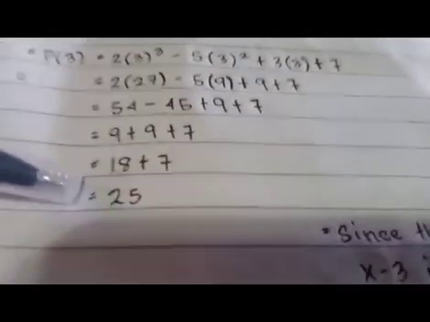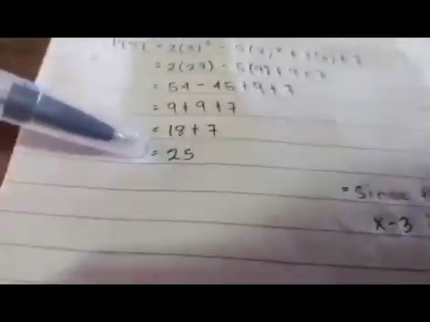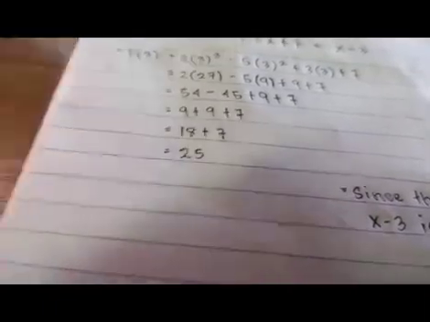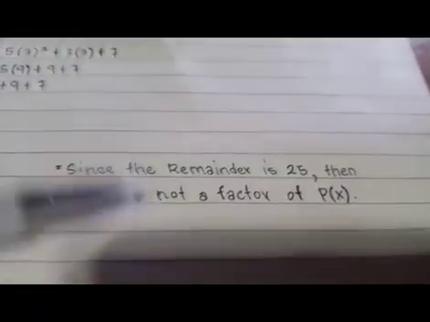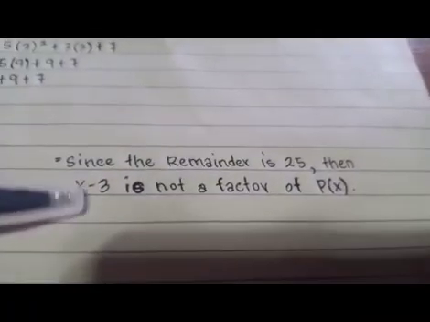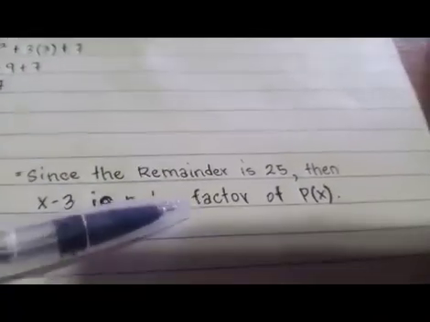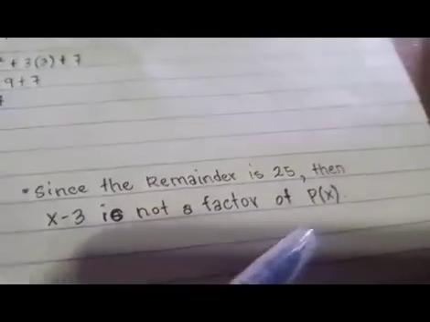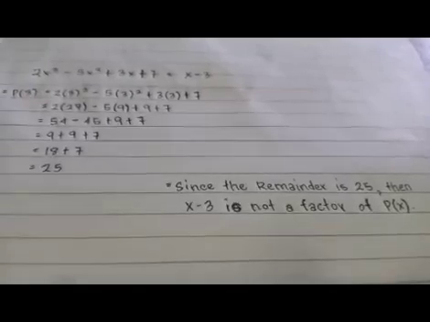Since the remainder is 25, then x minus 3 is not a factor of our P of x. That's all, everyone. Thank you.